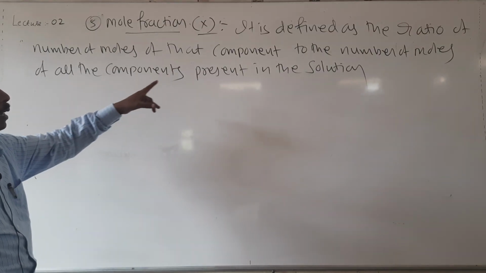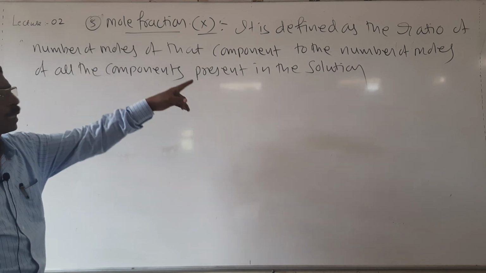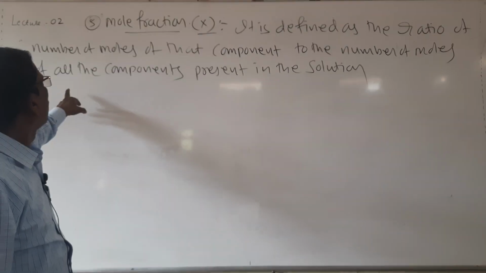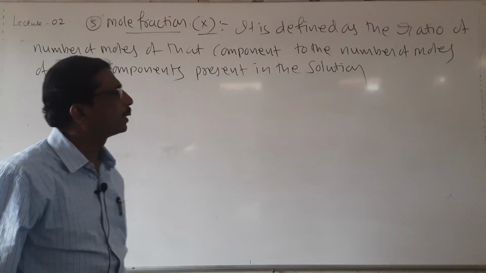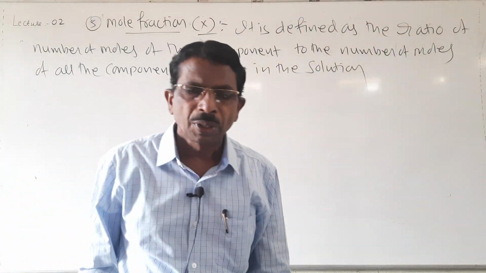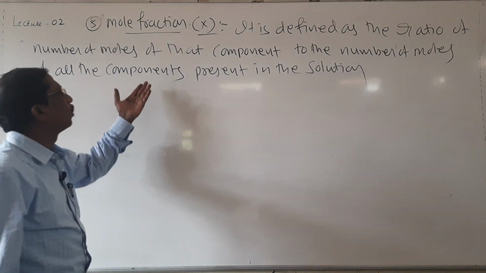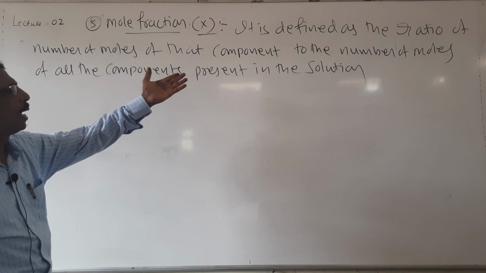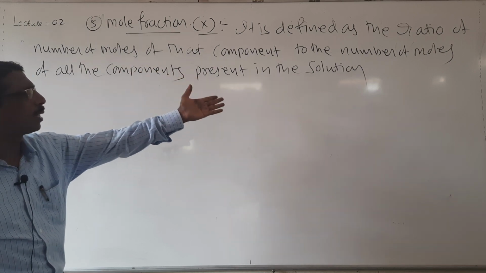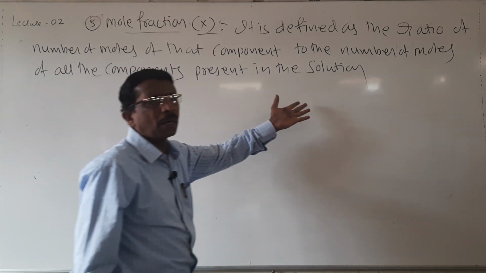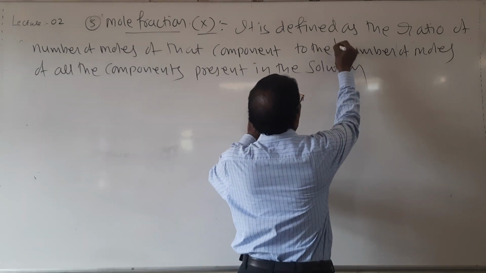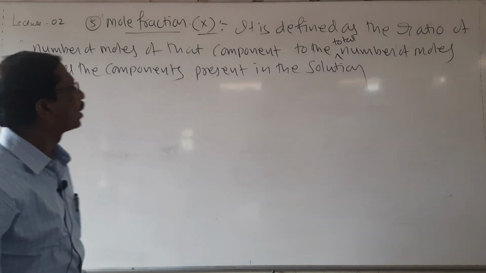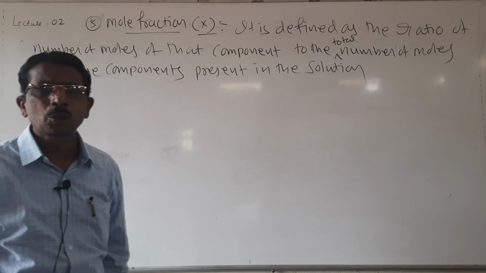Remember once again, it is the ratio of the number of moles of that component, or one particular component, to the number of moles of all the components present in the solution. The definition may also be stated as the ratio of the number of moles of that component to the total number of moles of all the components present in the solution.